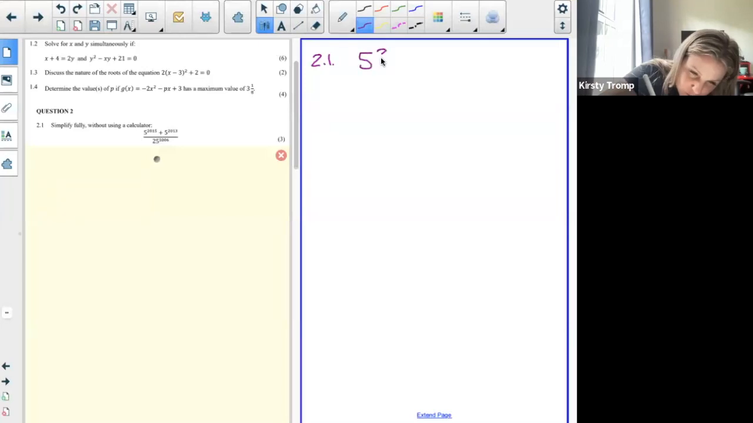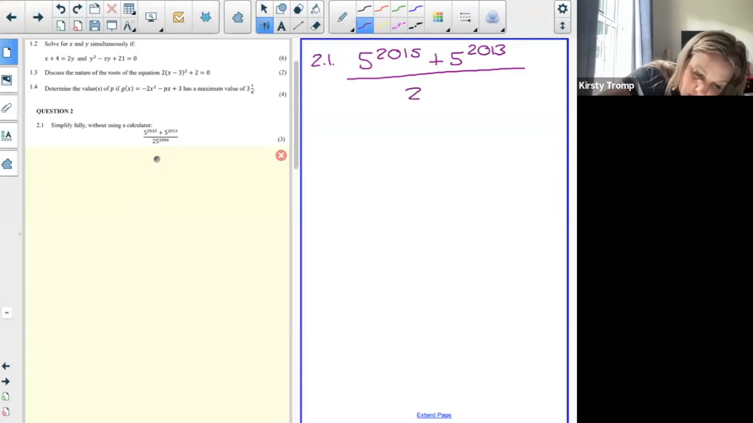5 to the power of 2015 plus 5 to the power of 2013 over 25 to the power of 1006.